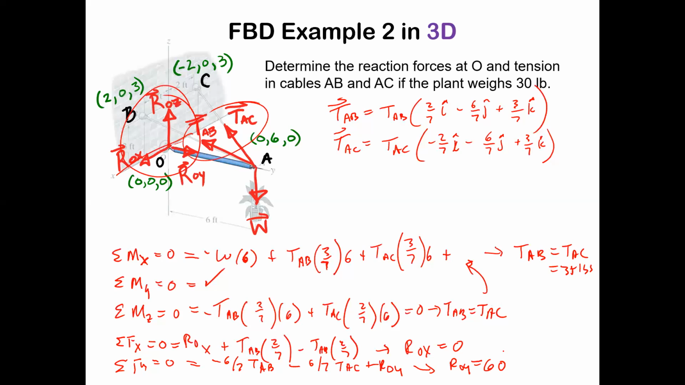And finally, ROZ, if we sum all of the Z forces, there's no need for a Z force, because those cables are actually supporting that weight right there at the end. But you can find that out as well if you do the sum of the Z forces. You'll find that out.